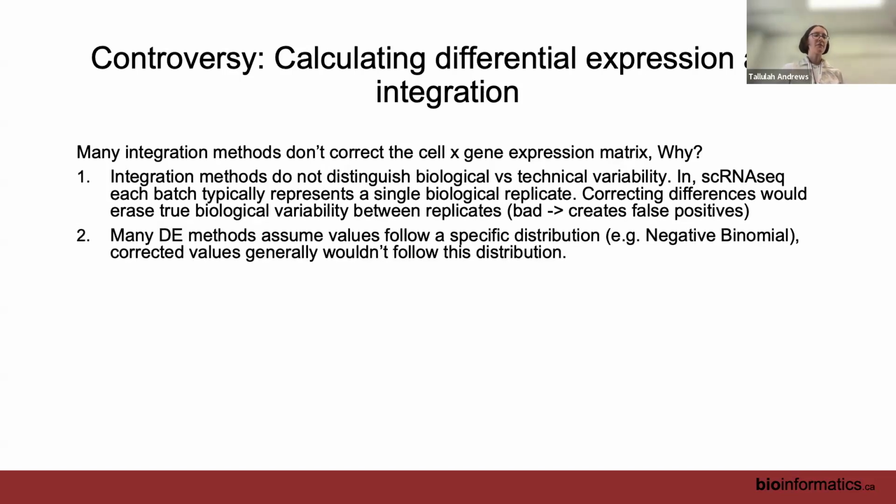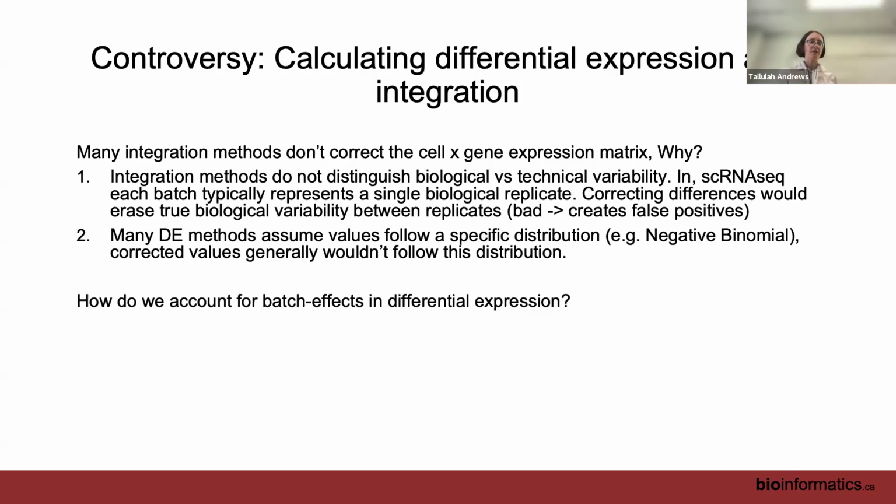Another reason this is a problem is that many differential expression methods assume the expression values follow a specific distribution. So they usually assume it follows a negative binomial distribution. If you do batch effect correction to your gene expression values, it will no longer follow a negative binomial distribution, and your differential expression method is now invalid and will not give you correct p-values or estimate your parameters properly. So again, you don't want to be doing DE on corrected values.